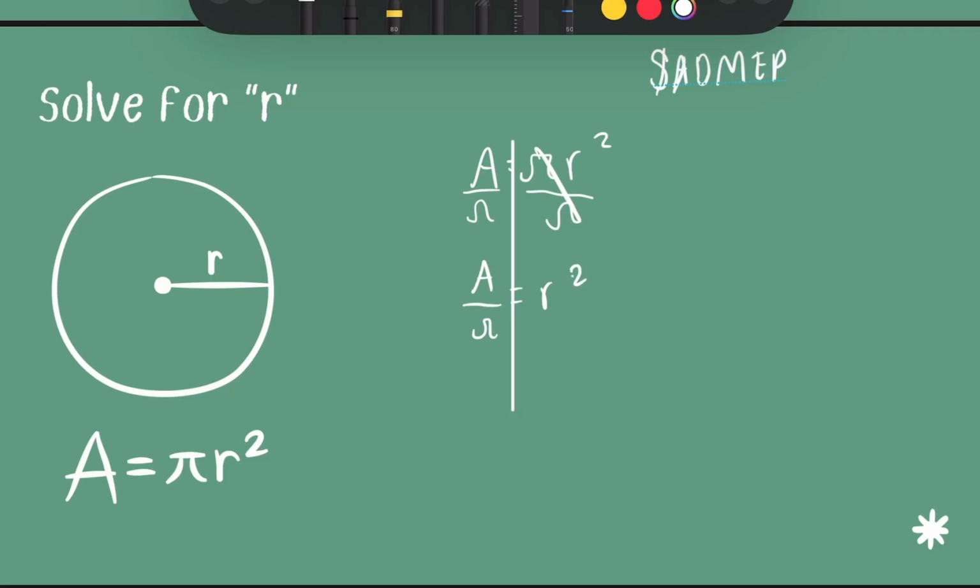Now this r still has that exponent of 2, which is our next step, the exponent. And the way that we get rid of exponents is by doing its root. So here we have an exponent of 2, which means that we are going to apply a square root to both sides. And my final answer will be the square root of A divided by pi is equal to the radius.